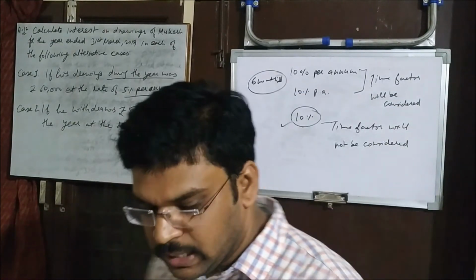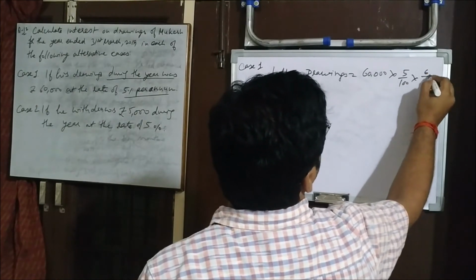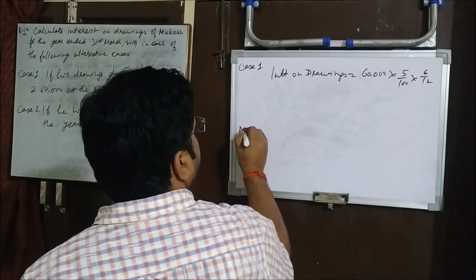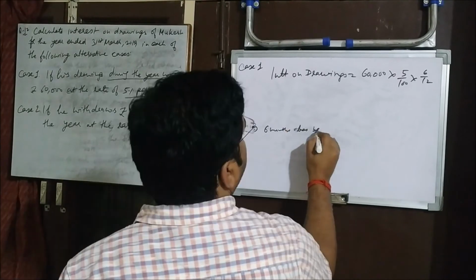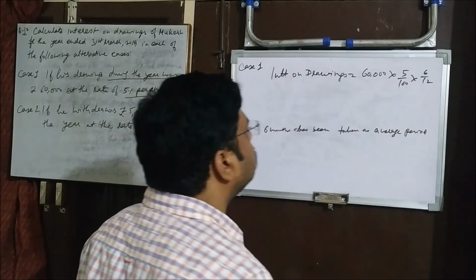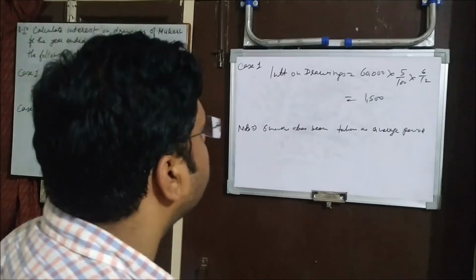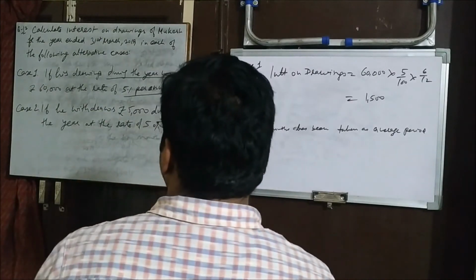So how are we going to solve that? 60,000 multiply 5 by 100 and 6 by 12. You can mention in the note 6 months has been taken as average period. Alright, now let's calculate that. 1,500. Alright, now let's move on to another case.